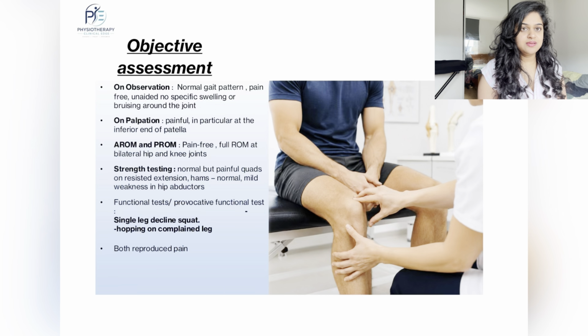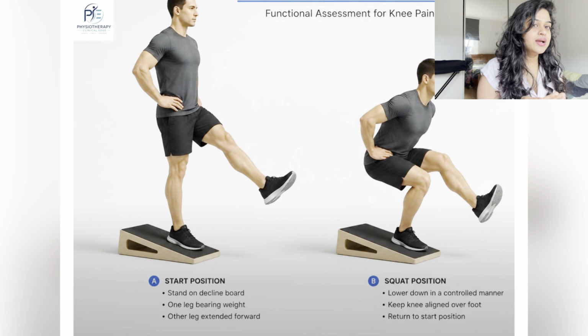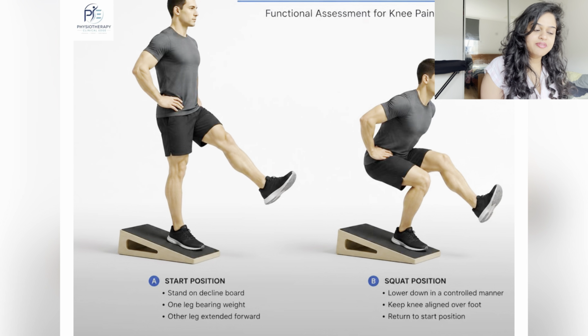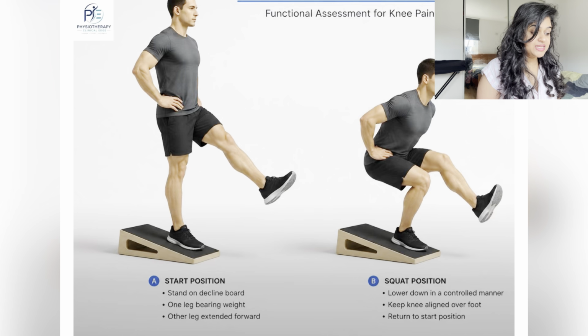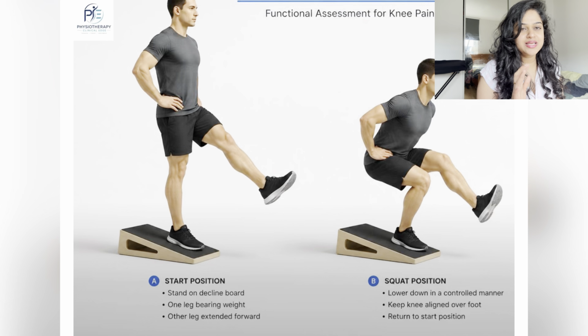On functional testing, a single leg decline squat and hopping on the affected leg successfully reproduce the patient's symptoms. One particularly useful assessment for patellar tendon disorders is the single leg decline squat, because this decline position really increases the load on the patellar tendon and reproduces the patient's symptoms, which makes it a more sensitive functional test. In this case, the patient's pain is reproduced during this movement, providing a very important clue towards our diagnosis.